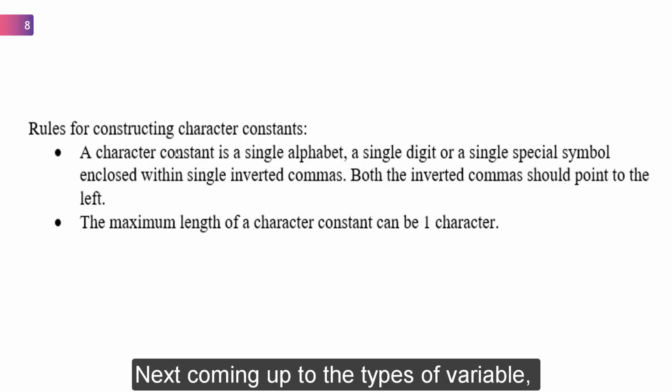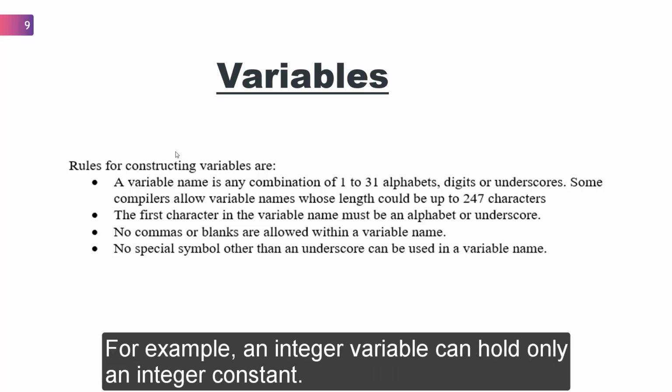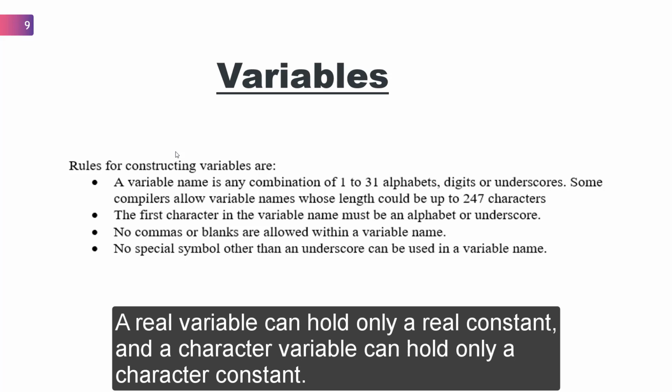Next, coming up to the types of variables. A variable can be differentiated by this method. A particular type of variable can hold only the same type of constant. For example, an integer variable can hold only an integer constant. A real variable can hold only a real constant. A character variable can hold only a character constant.